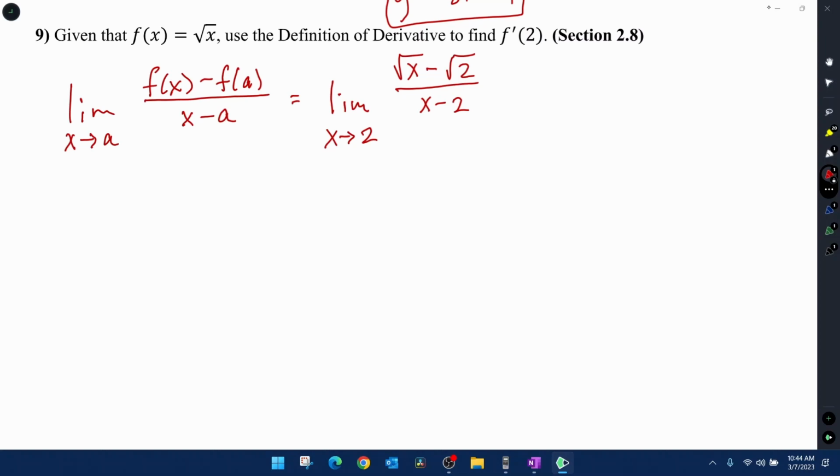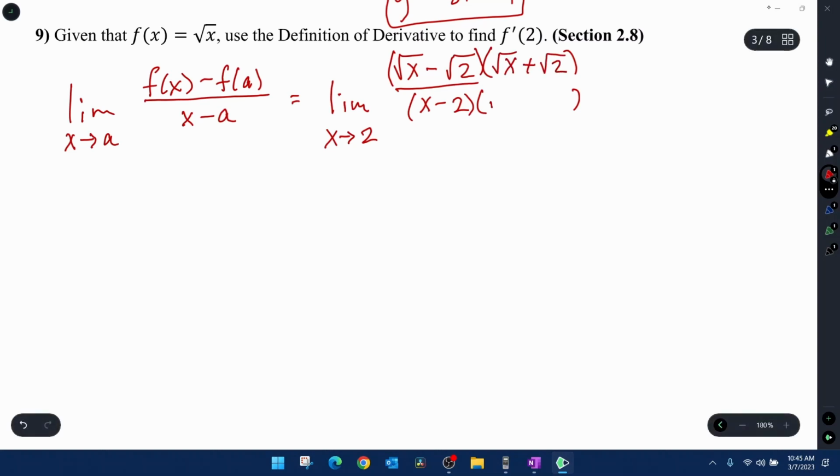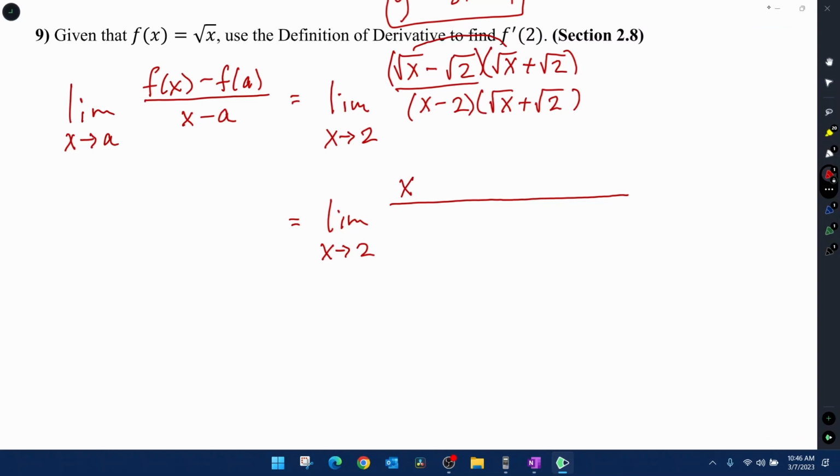Now, can I evaluate this limit by direct substitution? Because it's going to make a 0 in the denominator. So what we're going to have to do is algebraically manipulate this to avoid that situation. And what we're going to do is rationalize the numerator. What am I going to need to multiply top and bottom by? Square root of x plus square root of 2. Square root of x times square root of x. That would be the square root of x squared. But the square and the square root cancel, right? Leaves me an x.